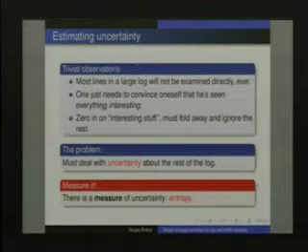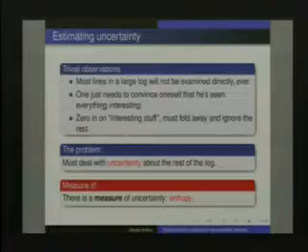And we just have to think about this mathematically. What's the deal? The deal is most lines in a large log will not be examined directly, ever. You will never look at every packet in a 10,000 packet trace. It's just not going to happen. So you just have to find the interesting spots and convince yourself that you've seen everything that's interesting, right?